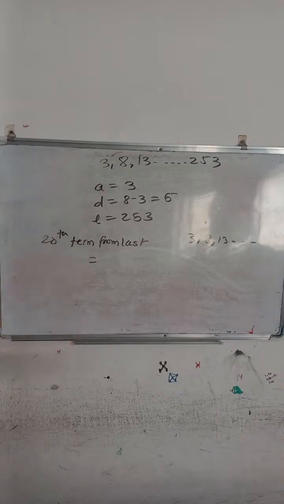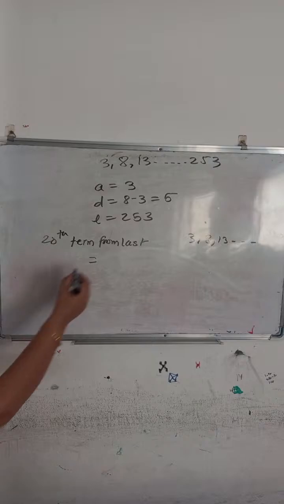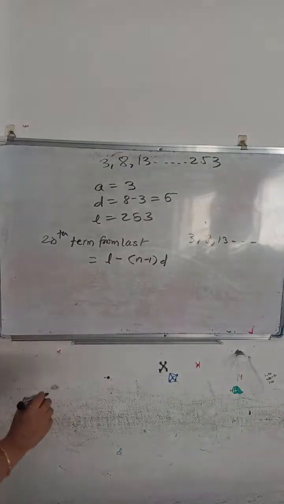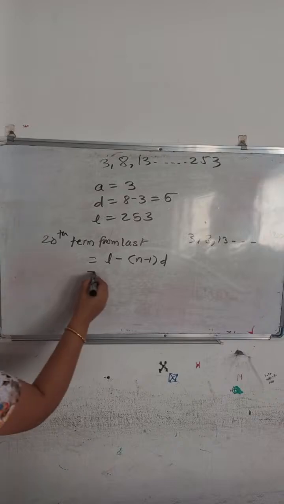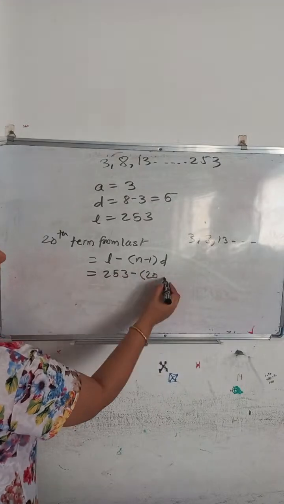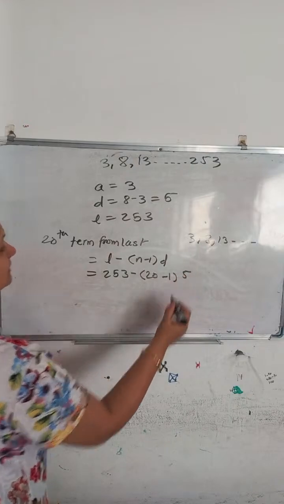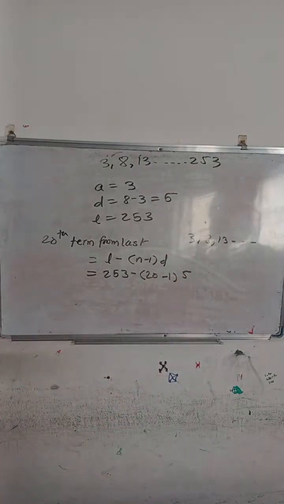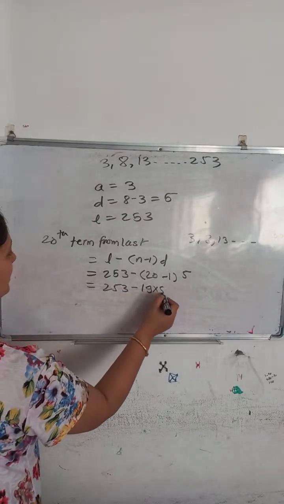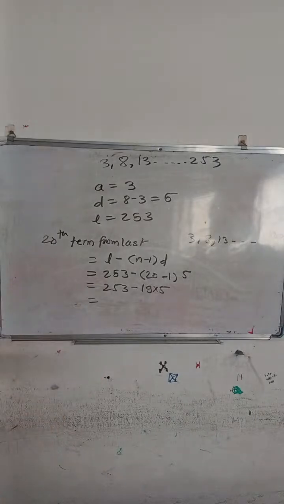Okay, so here we have a formula: L minus (n minus 1) into D. If this kind of question comes, then use L minus (n minus 1) into D. So what is L here? 253, minus the 28th term they are saying, minus 1, and the common difference is 5. So 253 minus 19 into 5. Do this and check the answer.